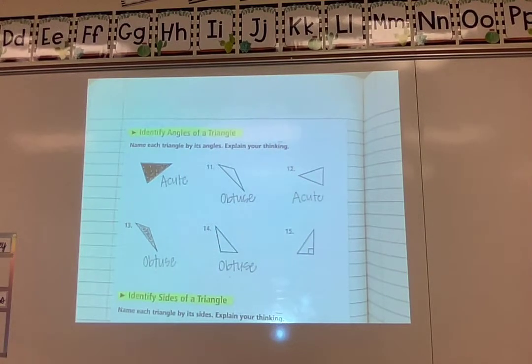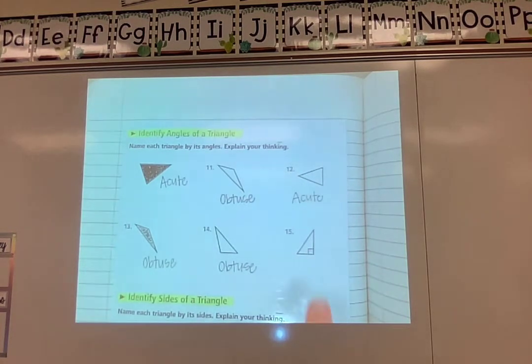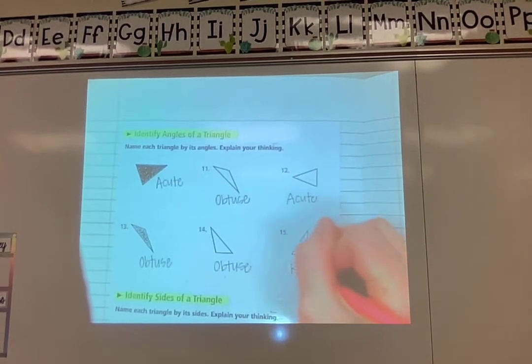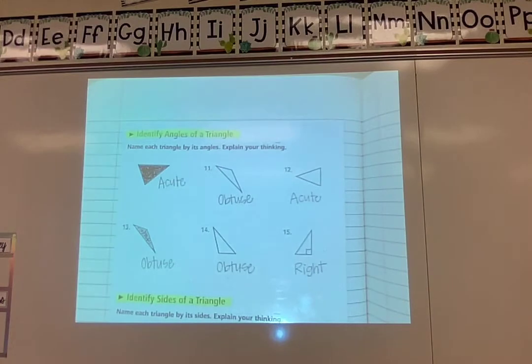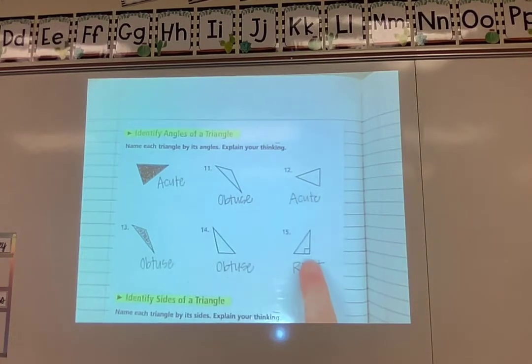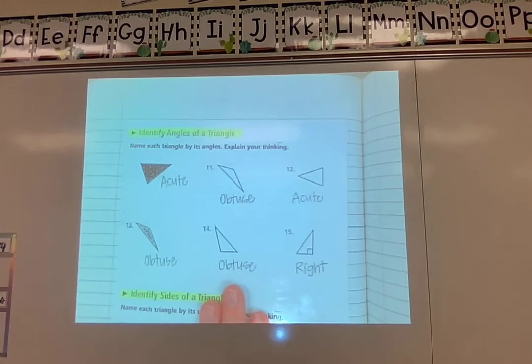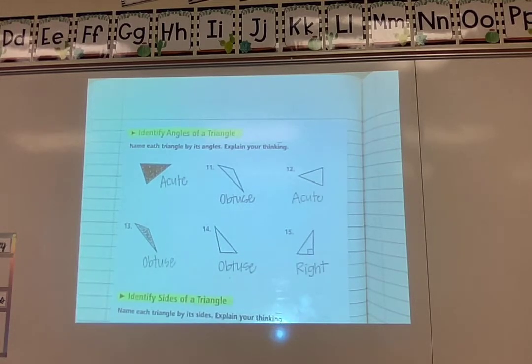And number 15 should jump out at you immediately. It has that square in the corner, which means that is a right angle, which means this has to be a right triangle. So we've got to look at all three angles. If it has one right angle, it's a right triangle. If it has one obtuse angle, it's an obtuse triangle. And if all of them are just acute, then it's an acute triangle.